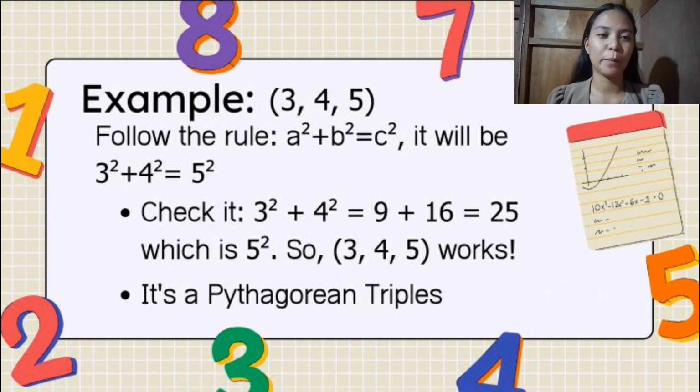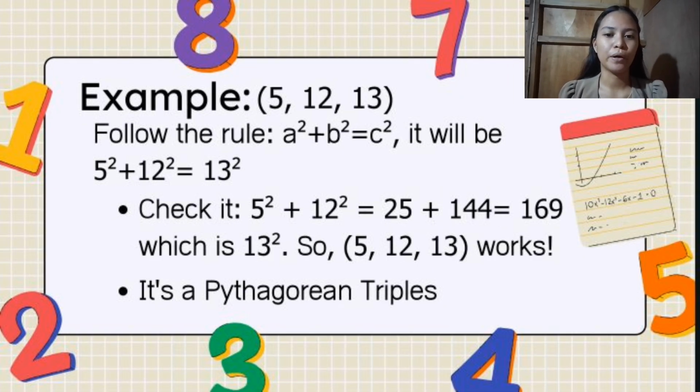Now let's have an example of a Pythagorean triple. So we have the numbers 3, 4, and 5. Following the rule a squared plus b squared is equal to c squared, we'll square the three numbers. 3 squared plus 4 squared is equal to 9 plus 16, and adding them, you'll get 25. And 5 squared is 25. So it is a Pythagorean triple.